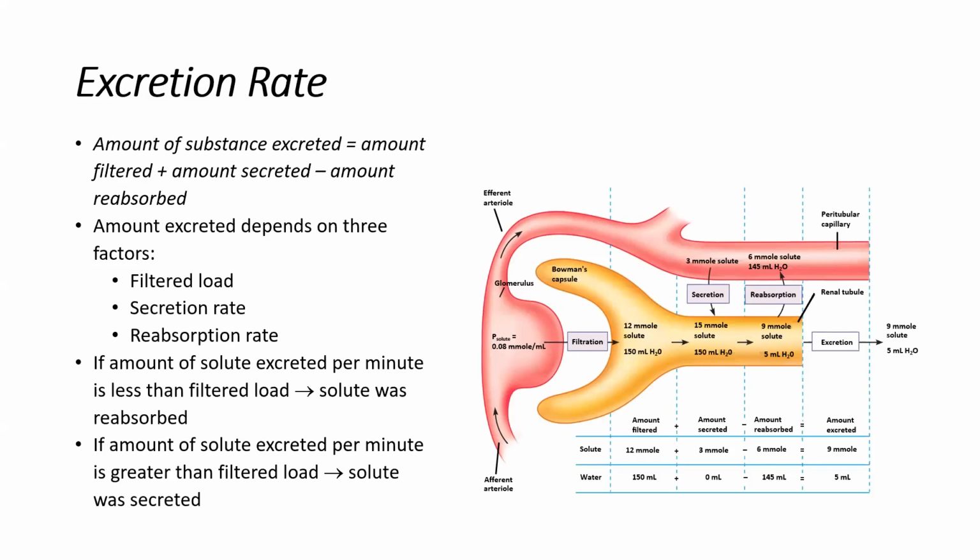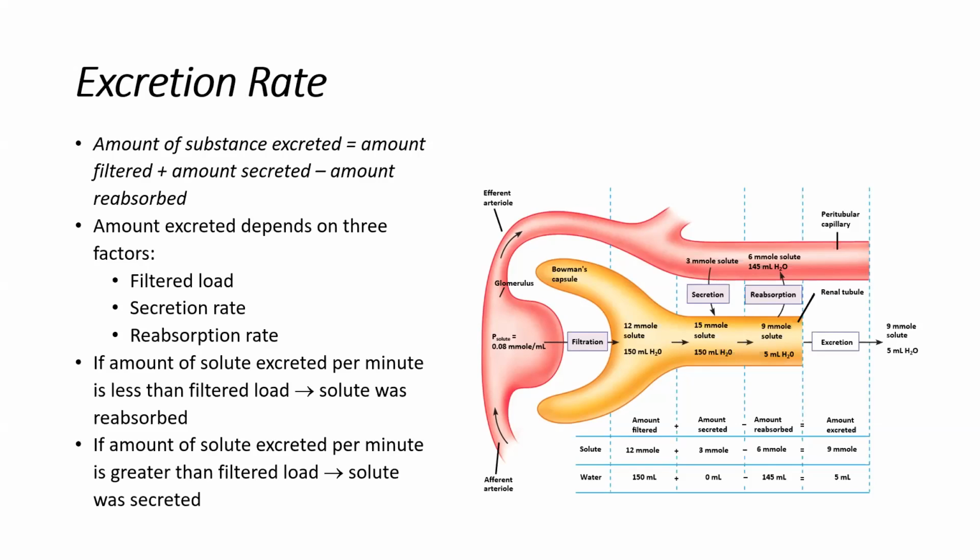Okay, so the excretion rate is basically the rate at which an amount of substance is being excreted from the body. Now we know that how much is excreted is equal to the amount that's filtered across the glomerulus. We're going to add the amount that's secreted. Remember, secretion is movement of substances from the peritubular capillaries back into the tubule. So we're going to add that. And then we're going to subtract the amount that's reabsorbed, right? Reabsorption is the movement of substances from the tubule into the capillary. So we're going to add what is secreted and subtract what is reabsorbed, and that is going to give us the total amount that is excreted.